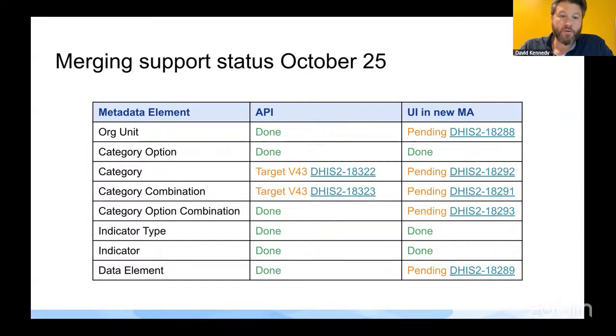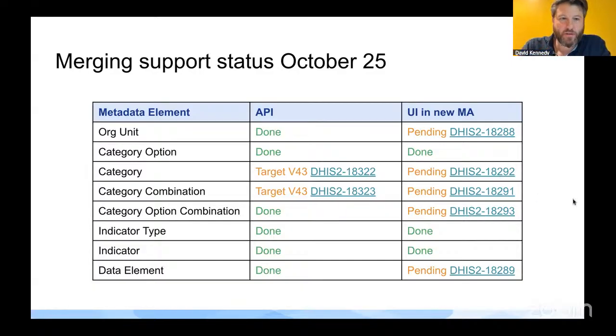For the backend components that are outstanding, the category and category combinations, we are targeting having them in for the next release of version 43, coming up in May 2026. And in the new maintenance app, the merging will be added as a continuous process as we get to it. So again, we're hoping to have that completed by 2026, but the timing's not tied to the core releases, except in the case of category and category combination.